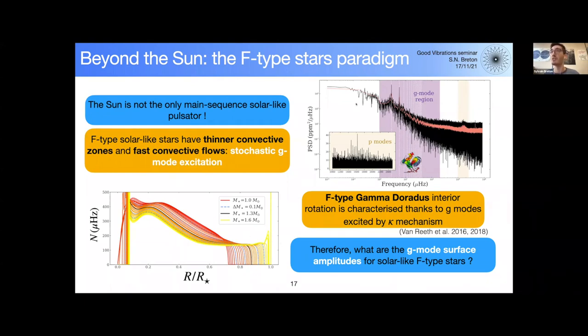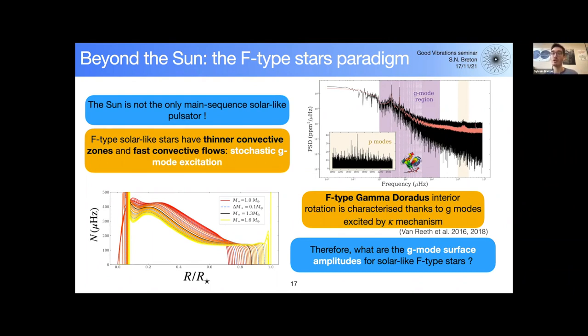So here is an example of an F-type solar-like star with the stochastic p modes clearly visible in the signal, but you also have, due to the convective zone, strong photometric modulation due to the surface rotation in what would be the region where g-modes are expected. So this is also a reason why Brewster is important in order to constrain the surface rotation in this low frequency region.